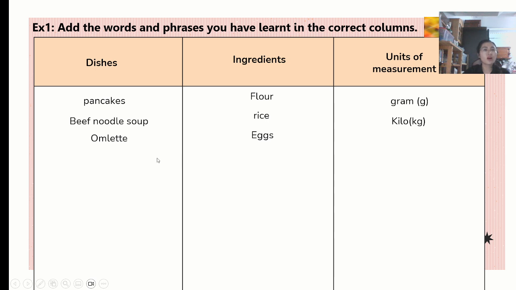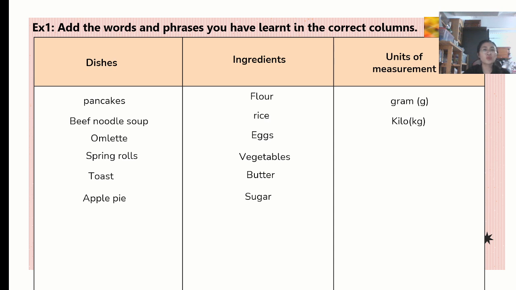And I will give you another dish. Spring rolls. To make spring rolls, we need a lot of ingredients. But when we eat spring rolls, we need some vegetables. And another dish, toast. Toast means bánh nướng. Bánh nướng thì chúng ta cần butter, bơ. And we also know about apple pie, bánh táo.